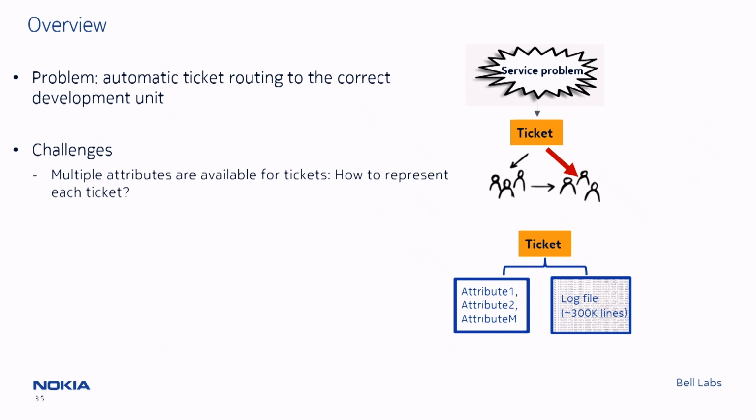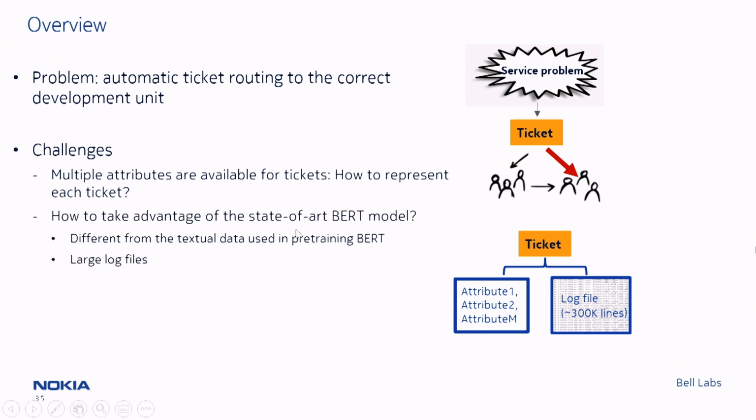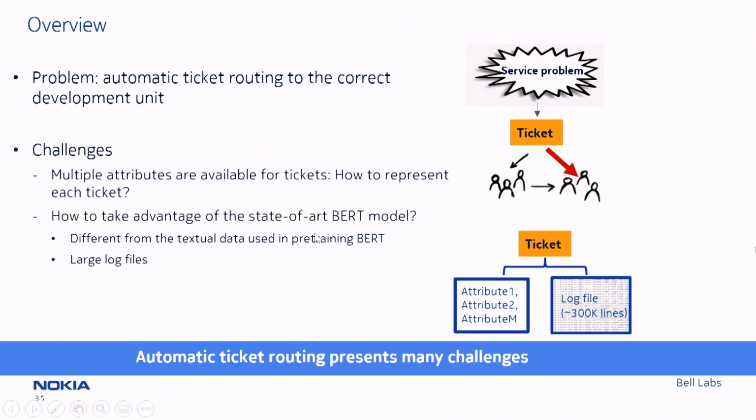The first challenge is how to represent each ticket using all the attributes. And the second challenge is how to take advantage of the state-of-the-art BERT model, because the data used to pre-train BERT is textual, unstructured data, and it's completely different from the ticket data. This second point is also related to our future investigation of using BERT with the log files from each ticket. So we can say that automatic ticket routing presents many challenges.